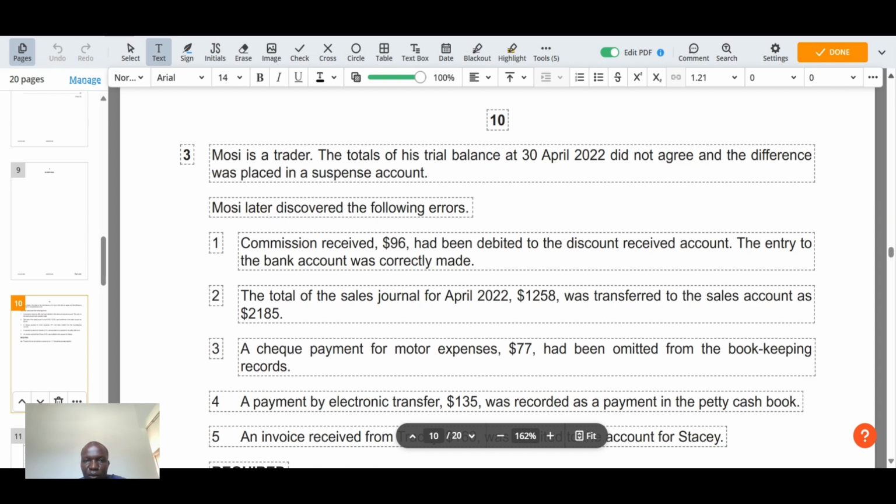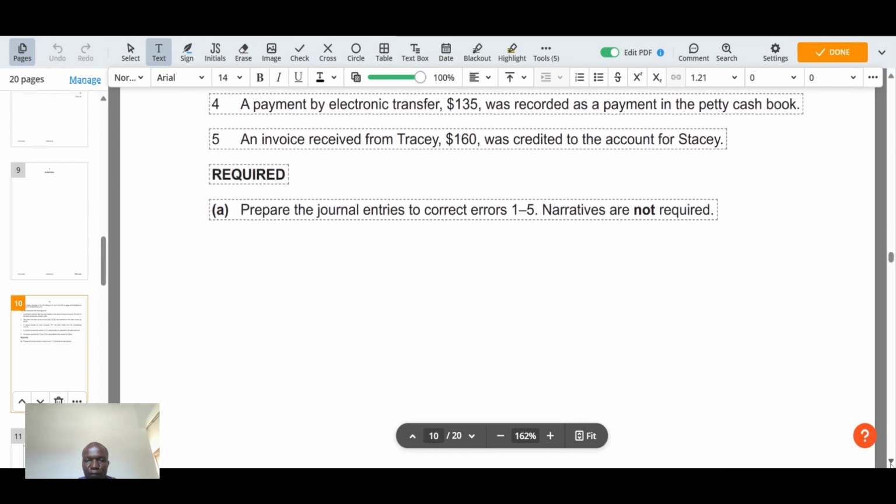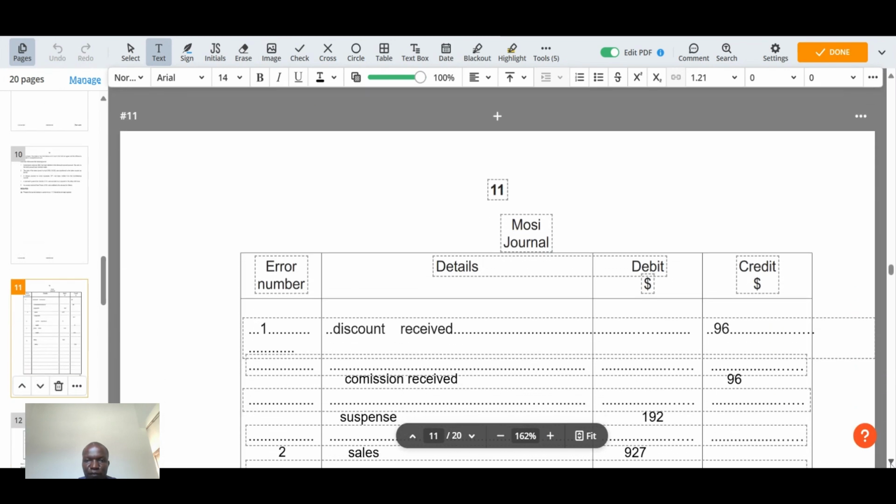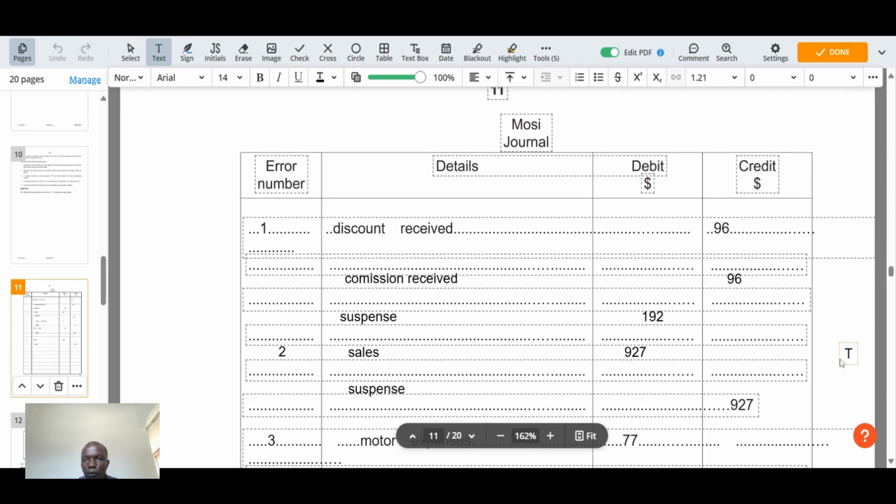The entry to the bank account was correctly made, which means here we have to remove this $96 from the discount received account where it was debited. And to remove it from there, we actually have to credit our discount received account. So we are now sure of what we have to do first. We have to remove the 96 from the discount received account, as I have already done for you here.